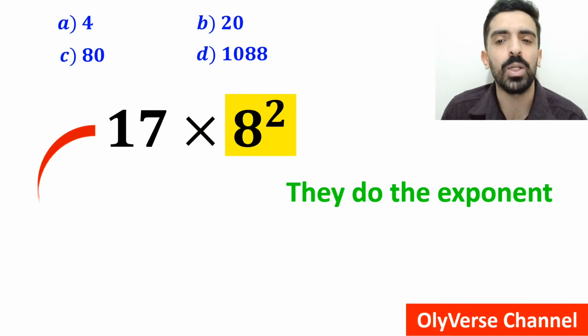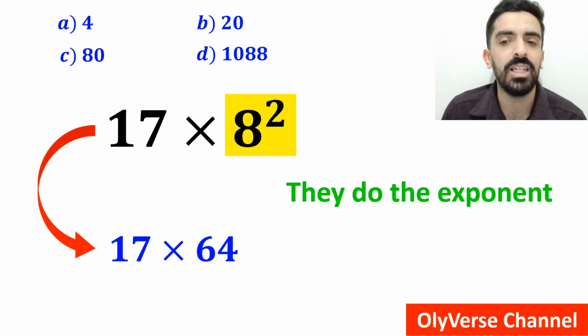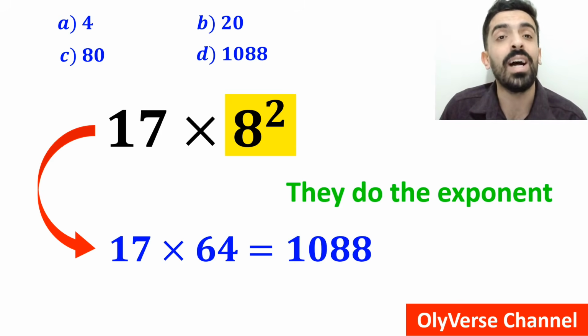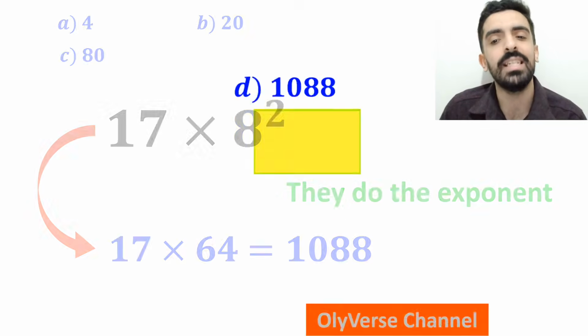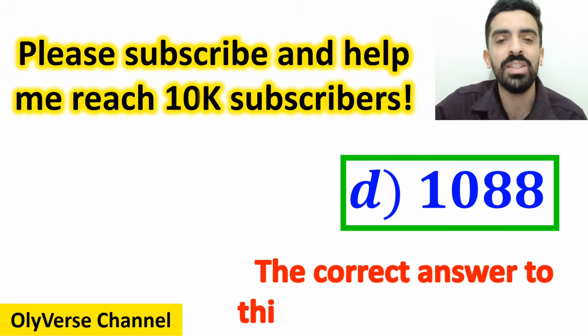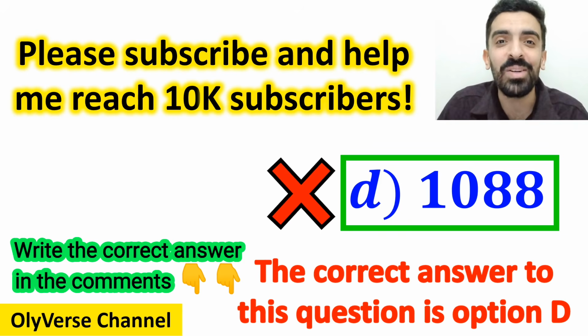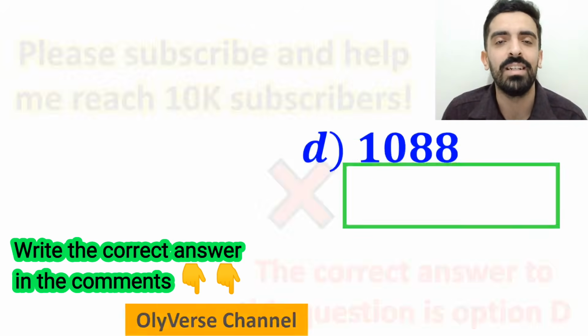Finally, they do the exponent and simplify this expression to 17 multiplied by 64, which finally gives them the answer 1088. Then, without any hesitation, they quickly say that the correct answer to this question is option D. But I have to say we were tricked and it's not the correct answer to this question.